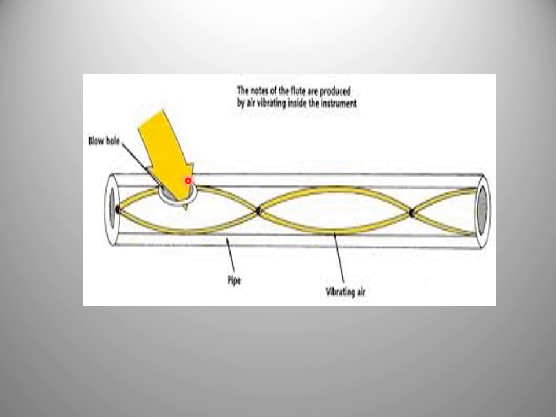This is the picture of a flute. This is the hole, and when we blow air through this hole, the air inside the flute will vibrate, and this vibration of air produces sound.